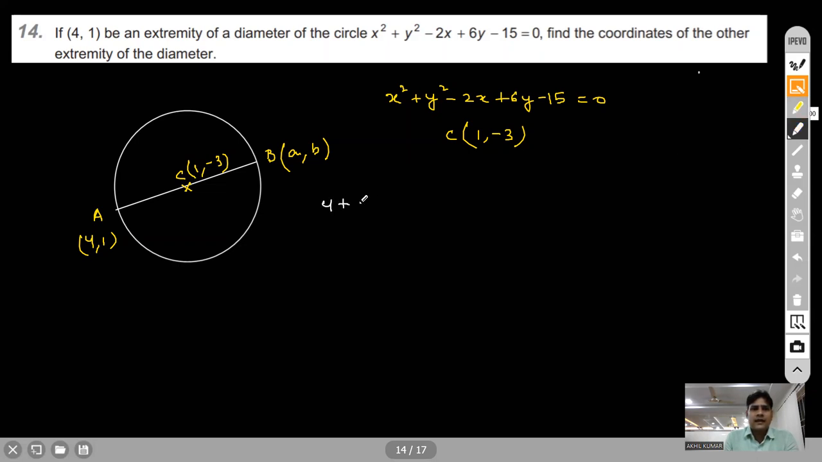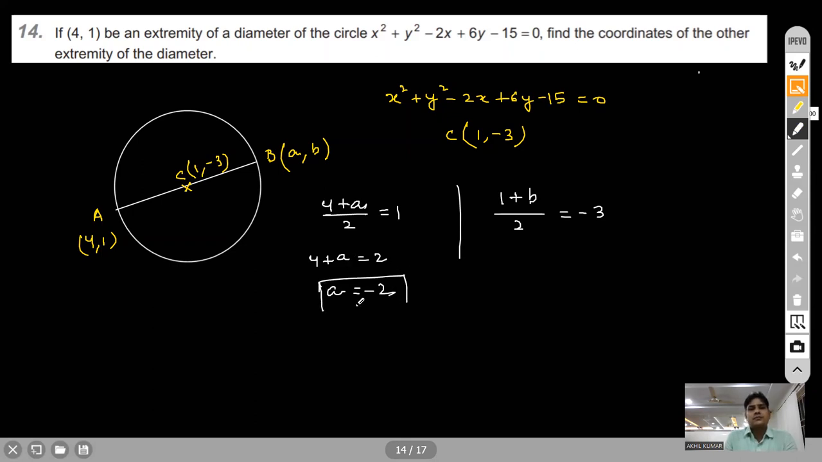So (4 + a)/2 = 1, and (1 + b)/2 = -3. So from here we get 4 + a = 2, so a = 2 - 4, means -2. And what will be b? b + 1 = -6, so b will be -7. So these will be the coordinates of B, the other extremity of the diameter. Okay, hope this is clear.